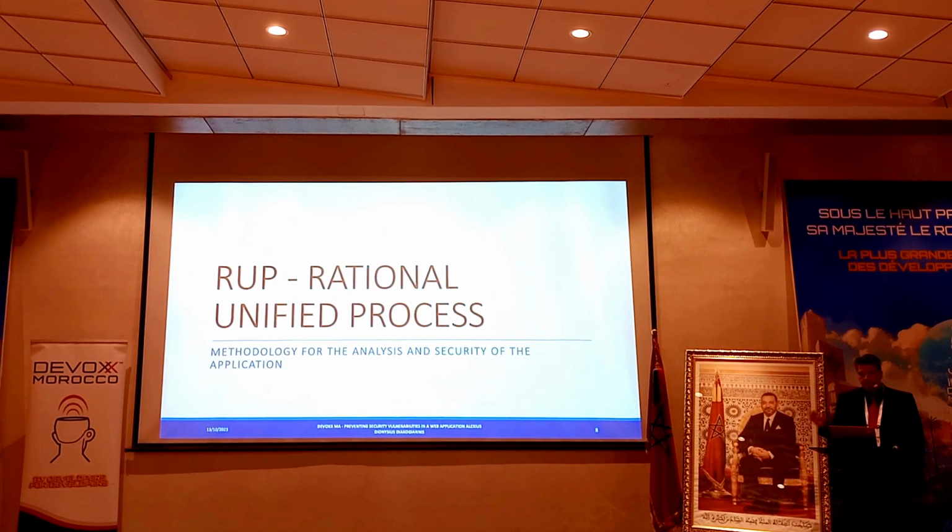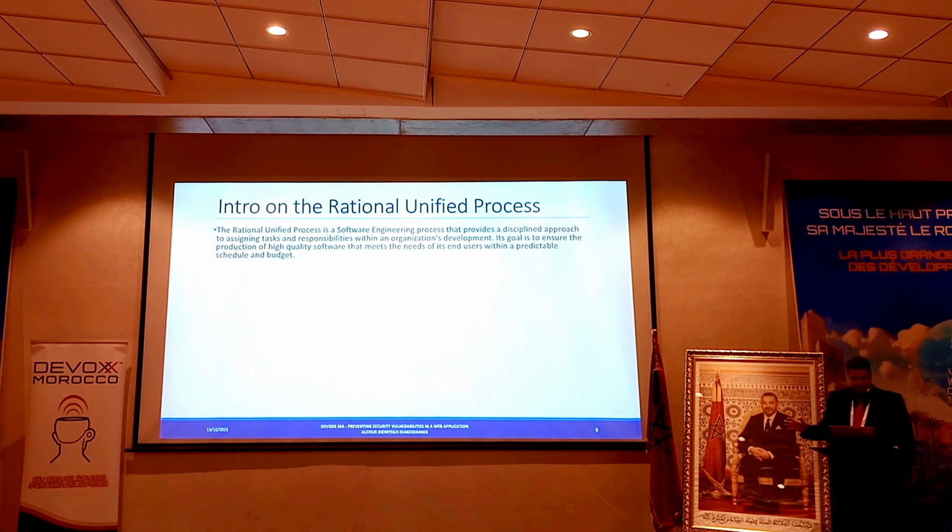Rational Unified Process, or RUP. Again, I will point out that I'm using this as a baseline. You can apply what I'm showing to you in any project management process that you're using in your company, for example Agile. Now, a small introduction. It is a software engineering process that provides a disciplined approach to assigning tasks and responsibilities within an organization's development. The goal is to ensure that the quality of the software meets what the users expect.